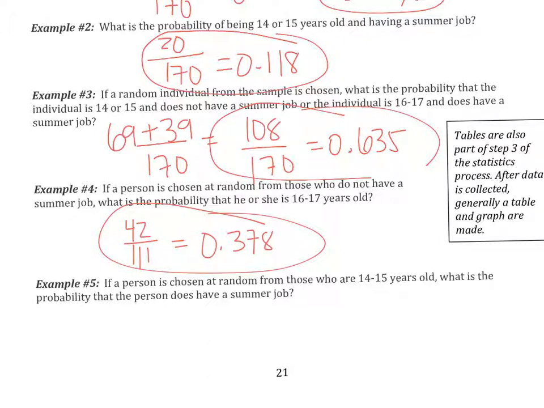So example 5, if a person is chosen at random from those who are 14 to 15, what is the probability that the person does not have a summer job? First question to ask yourself, are we looking at everyone? No. We're only looking at people who are 14 to 15. How many of those people are there? 89. Now, out of those 89 people, how many do have a summer job? 20. So that probability ends up being 0.225.